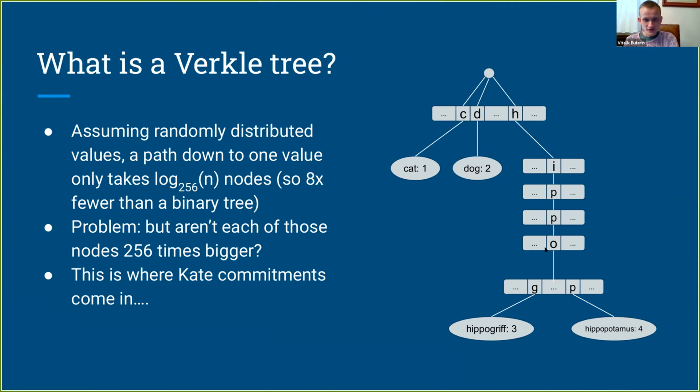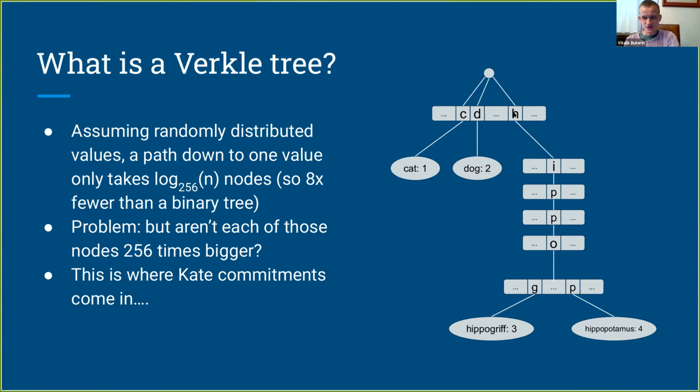Now, of course, there is a problem with having a width of 256 if you just use a regular hash tree. That problem is that if you want to give someone a Merkle proof, then sure, you can give someone 4 nodes, but each of those 4 nodes will have a width of 8 kilobytes.